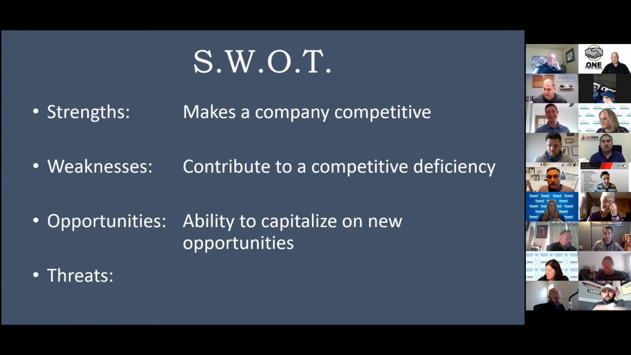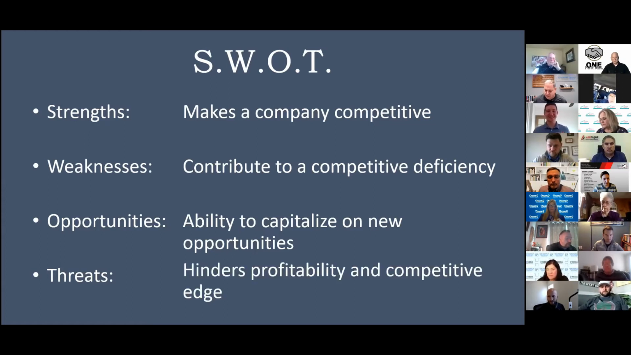So here, on the threat side of things, this hinders profitability and competitive edge. I'm moving super quick here, guys, so just bear with me. These are external threats that exist for every business. You need to plan in advance of these threats. When identified, you need to take immediate action. No action when you identify a threat will lead to lost profits. It's going to lead to loss of a competitive edge, and it could be loss of an entire business.